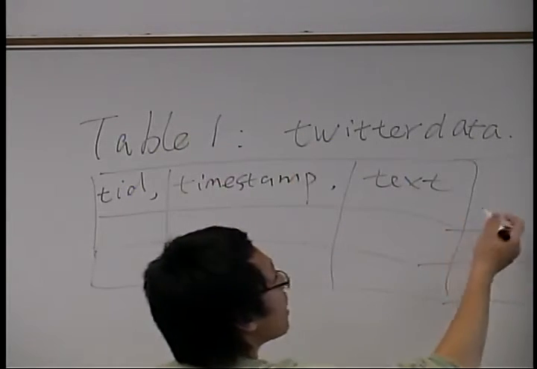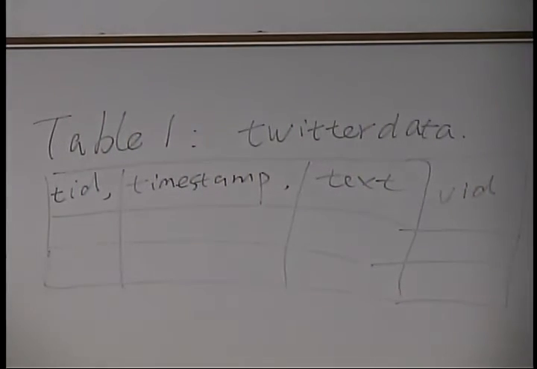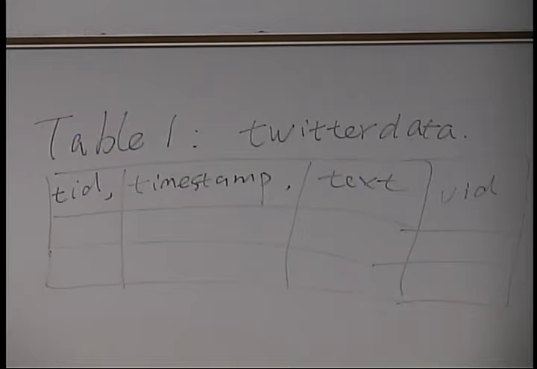We need to identify the UID, to say which user sent this tweet. Is it Lady Gaga, or is it you, or somebody else? So this is the tweet data table, but we also need to save the user's information. Then we have another table, which is table 2.